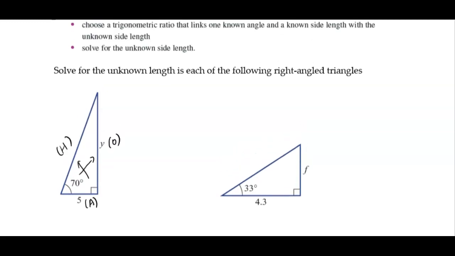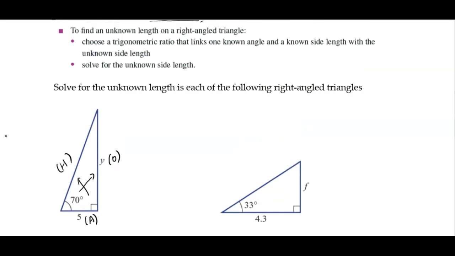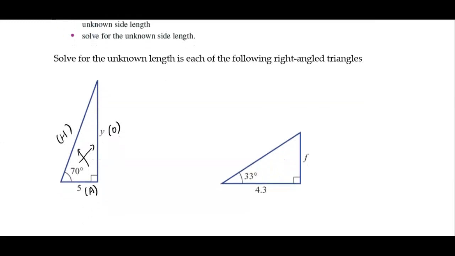Now let's go back to this point here. To find an unknown length of a right angle triangle, choose the trigonometric ratio that links one known angle and a known side length with the unknown side length. In this question, the angle given to me is 70 degrees, and one of the sides that I already know is the adjacent side, and I'm trying to find the opposite side. So we don't have anything to do with the hypotenuse here. The ratio that links the opposite side, adjacent side, and an angle is nothing but the tan ratio. So the ratio we're going to pick here is the tan ratio.